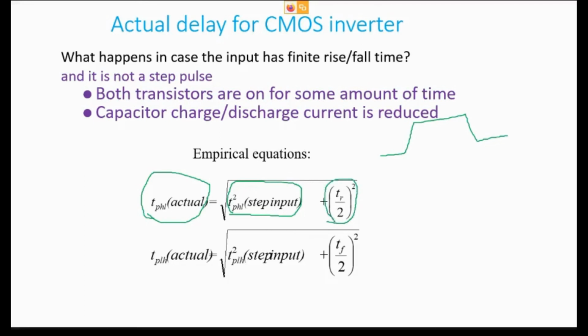So what is rise time? We have already discussed it in the previous class. That is 90% minus 10% of the actual signal. Similarly, when you go for tau PLH calculation, the actual calculation is what you do when you are using a step input, and this is your fall time. So you include it, take the square root, and that will give you a fair idea. So that's all for the day.